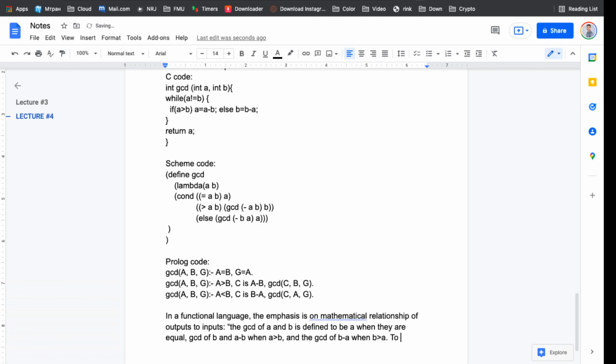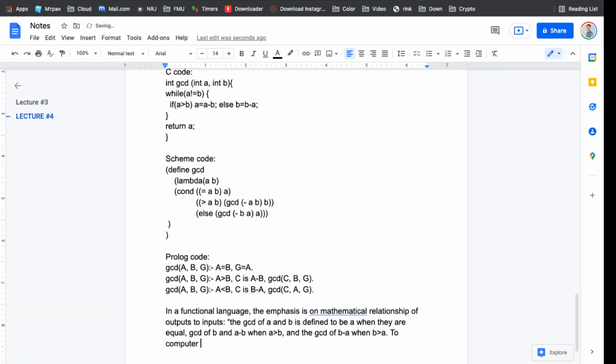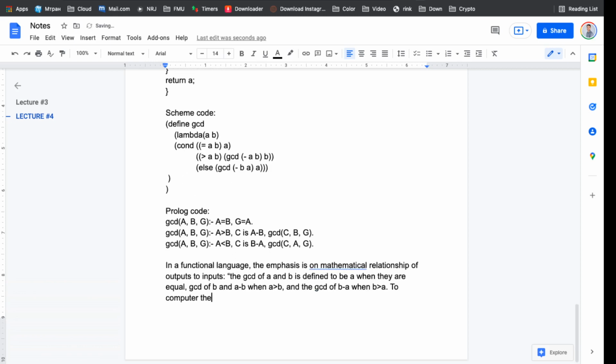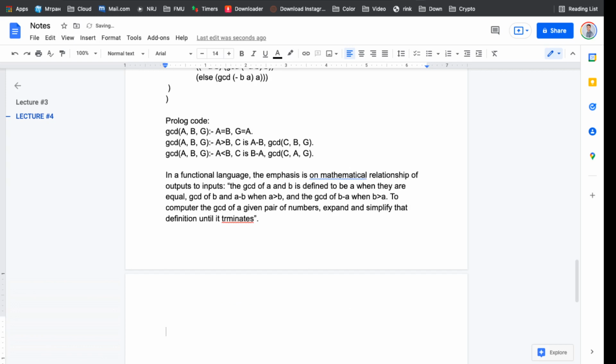So to compute, that's still a continuation of the quote, to compute the GCD of a given pair of numbers, expand and simplify that definition, until it terminates. That's it. Now let's talk about Prolog, the logical rules. So for Prolog, how would we read that?